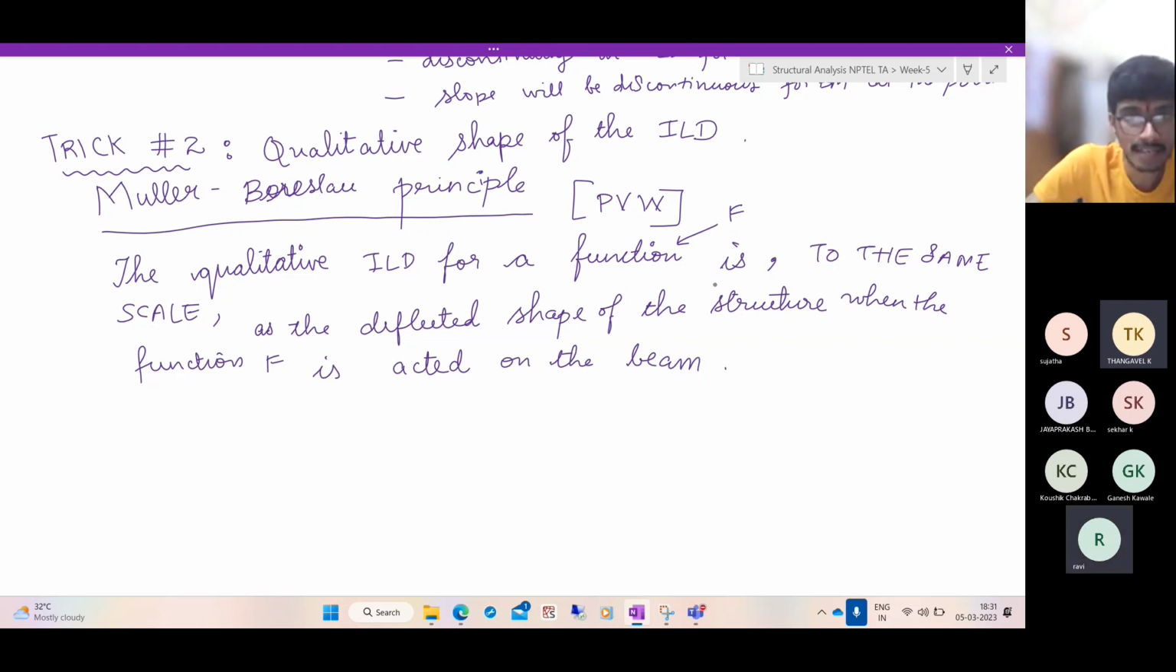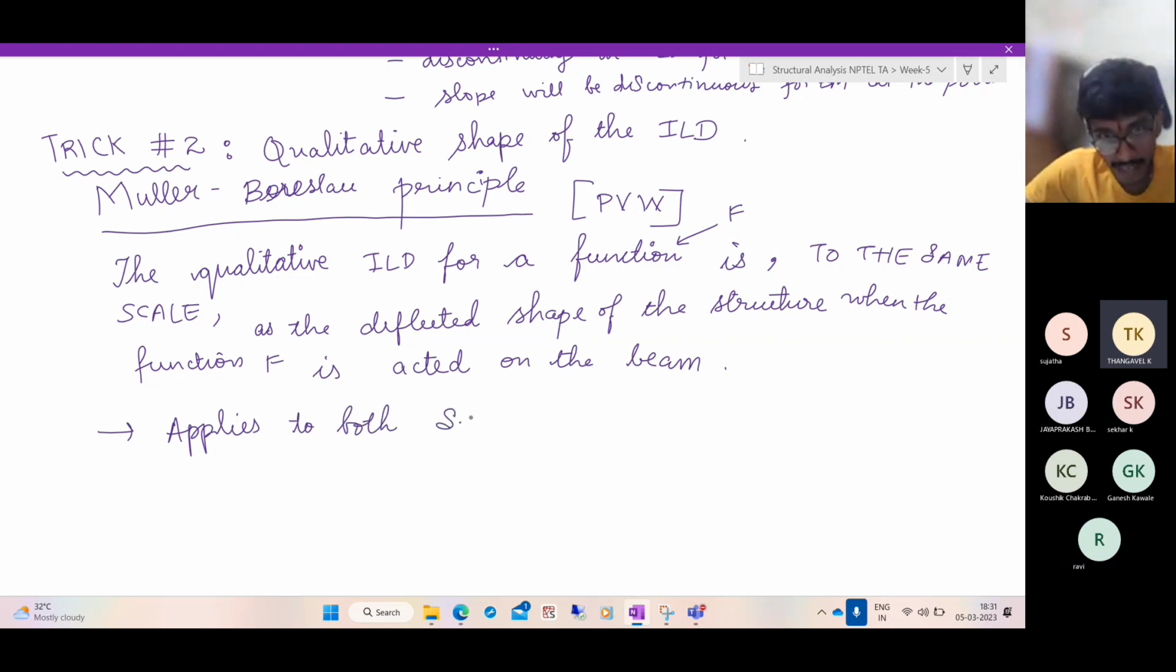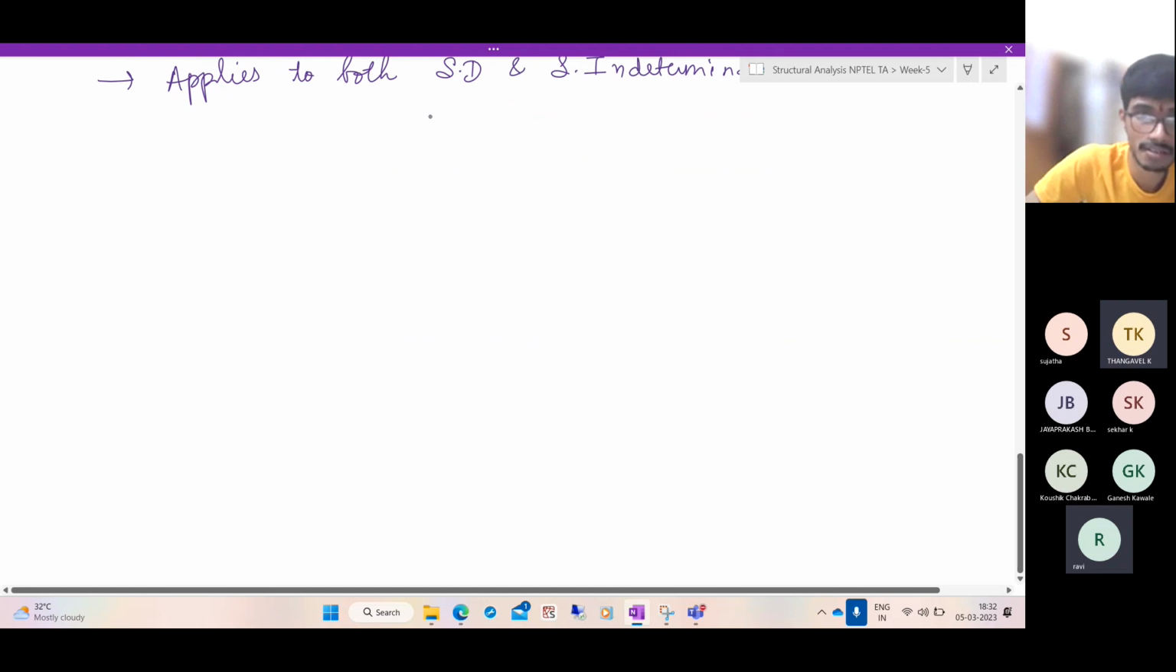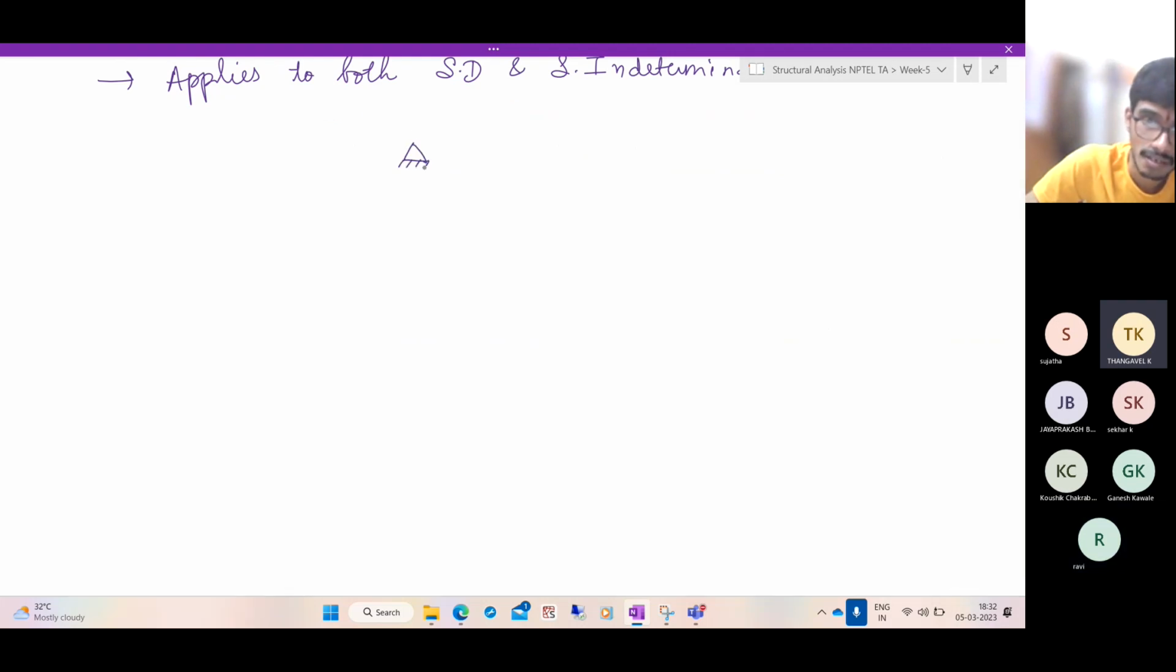It's a very, very powerful trick, and this applies to both statically determinate and statically indeterminate structures. So what does it mean? Suppose I wanted, so let's take some small examples because we'll be using it in today's problem session. Suppose I want to get the influence line diagram for the reaction at A. Suppose I want ILD for reaction at A.